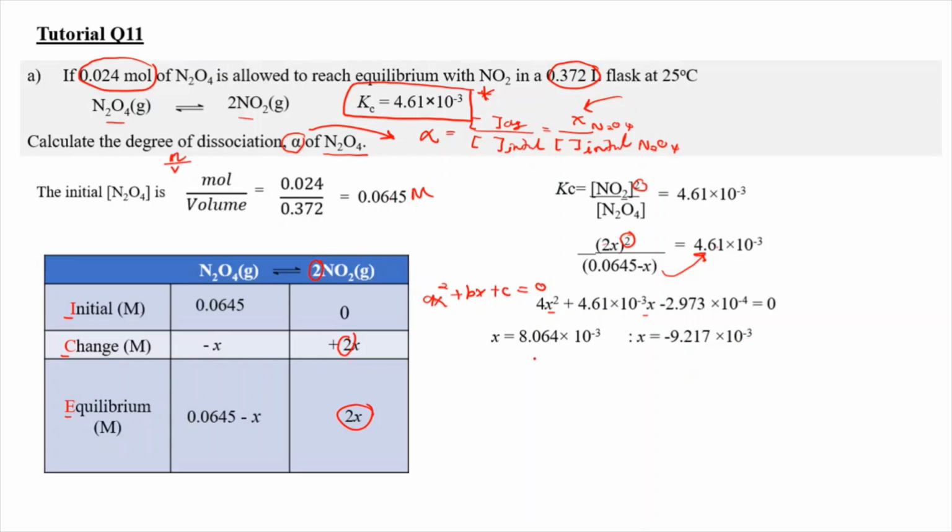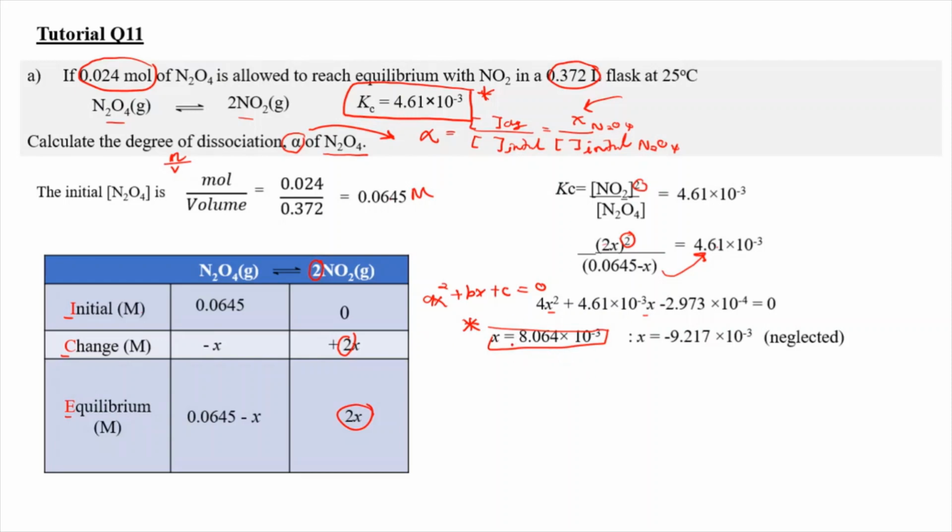So in this case, we need to take the more positive value. The more positive value will be taken, and then the negative value is going to be ignored, or neglected, because the negative value is illogical because we cannot get a negative concentration. So this is the x value that we're going to focus on.